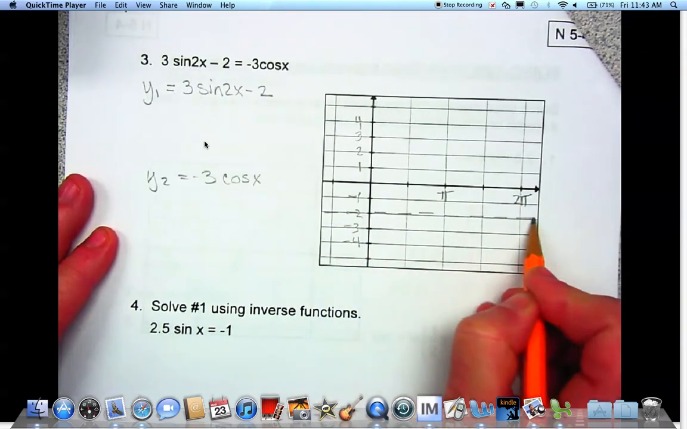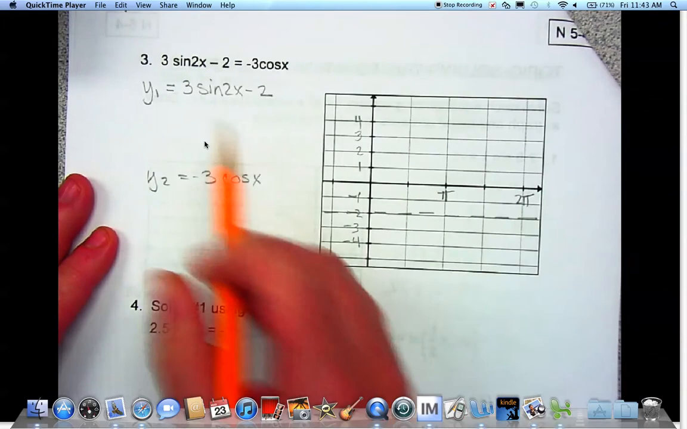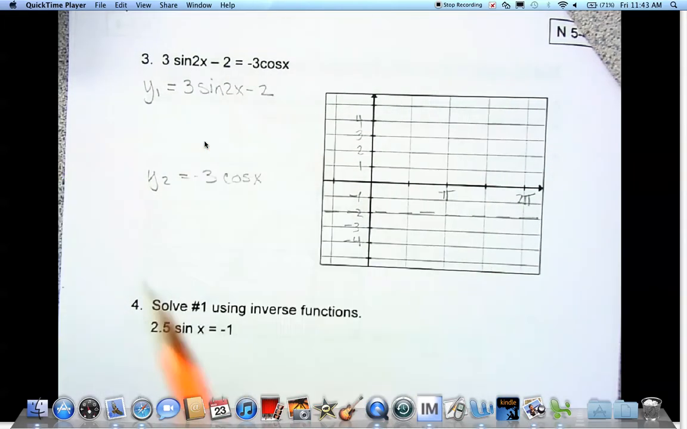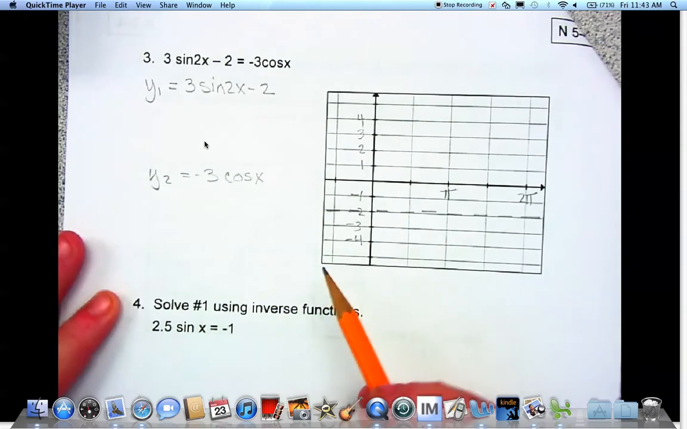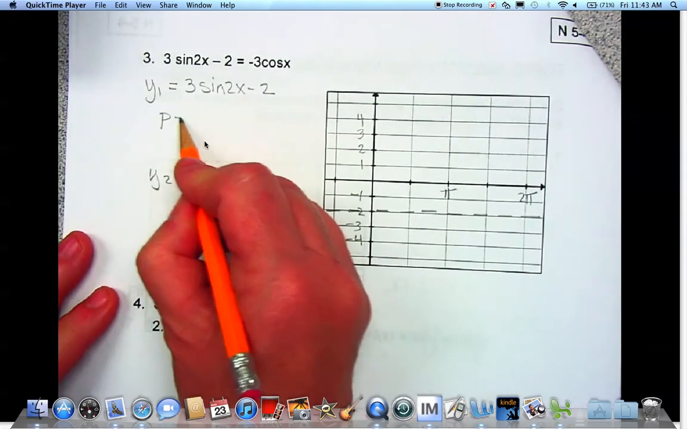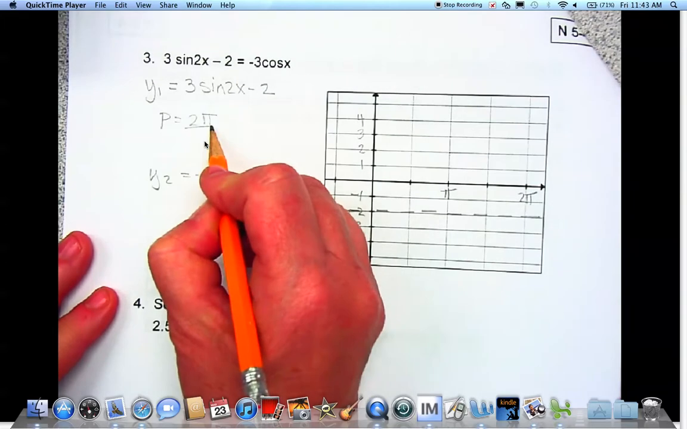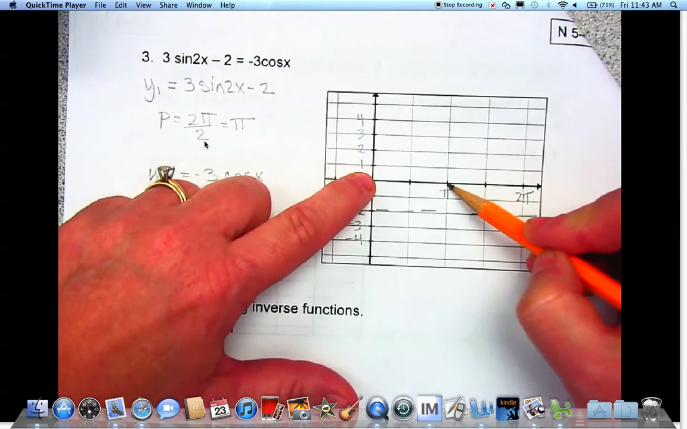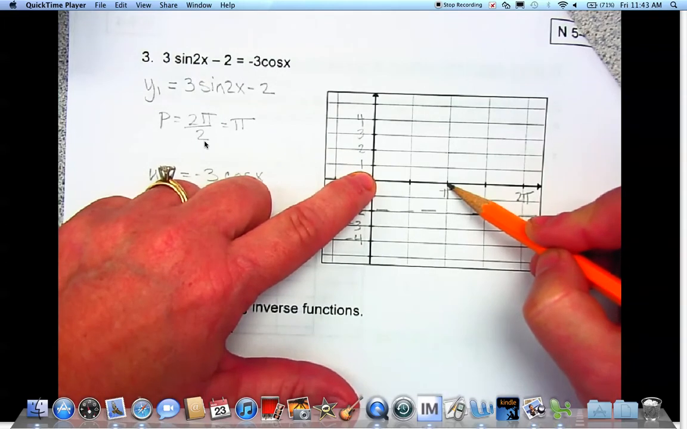Did it move left or right any? No. If it did, it would have a minus something on the x. So the period is 2 pi over b, which is 2 pi over 2, so that'd just be pi. So we're going to have a complete sine curve from 0 to pi.